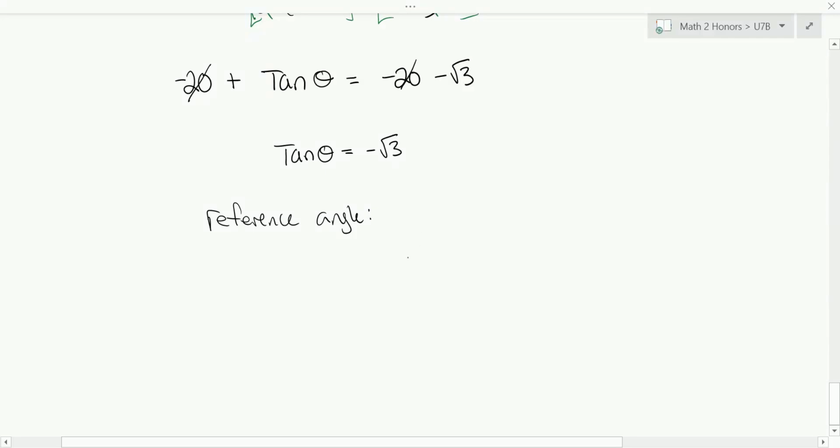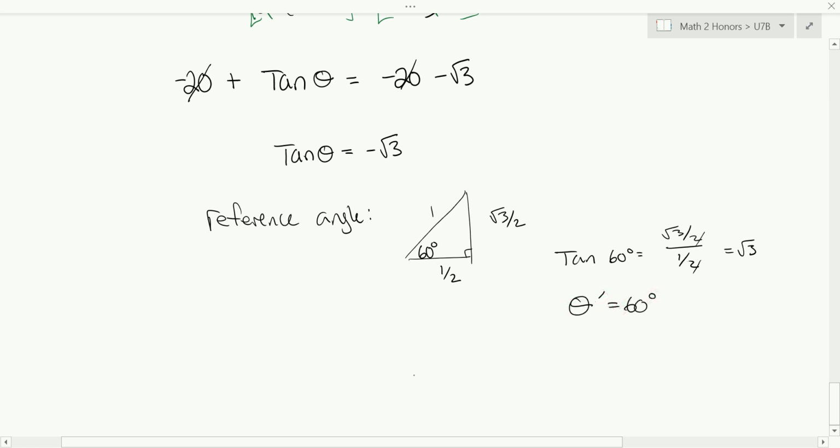So you just guess and check and pick your best guess. Any guesses? All right, 60. Let's try that one out. So across from 60, we know is root 3 over 2, and this would be 1/2. And so if we're checking the tangent of 60 degrees out, let's just see if that works. We get sine over cosine, which is root 3 over 2 over 1/2. You reduce that, you end up with root 3, and that's what we want. We want it negative, but we want the root 3, okay? So we know our reference angle, theta prime, is 60 degrees.